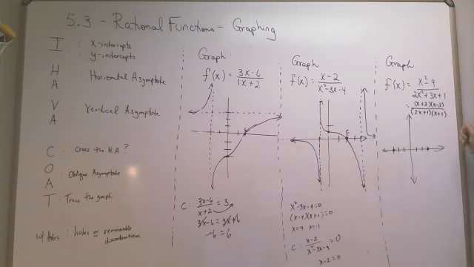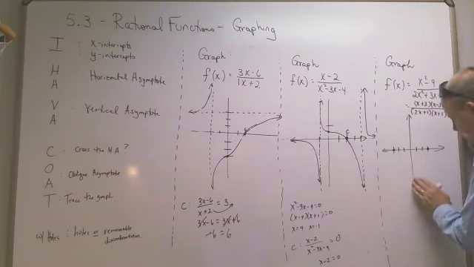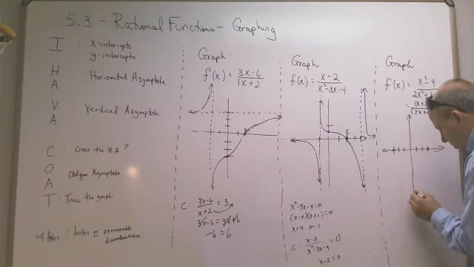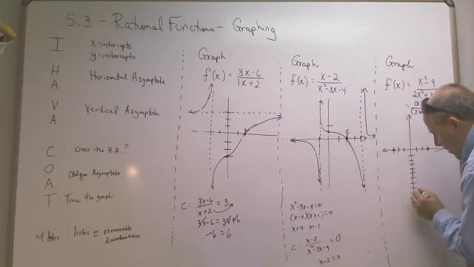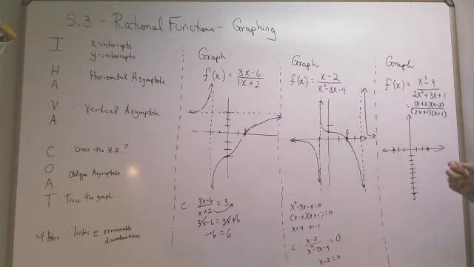And then for the y-intercept, set all the x's equal to 0. So it's 0, 0, 0, so it's -9 over 1. So it's -9. So 1, 2, 3, 4, 5, 6, 7, 8, 9. Down here, way down here. Okay. Now, horizontal asymptote, what do you think?